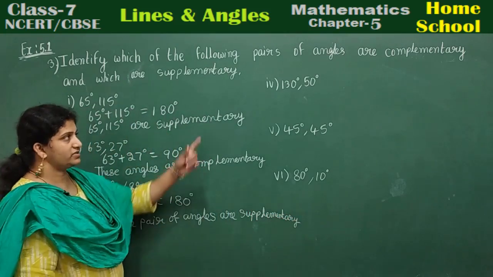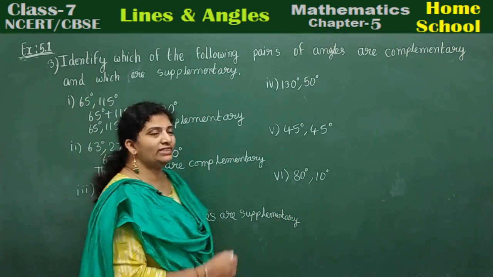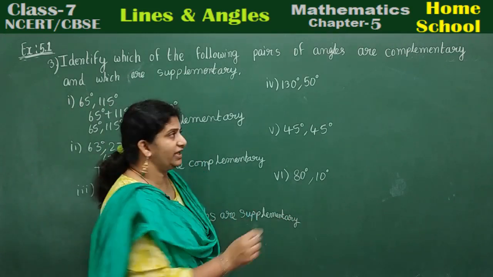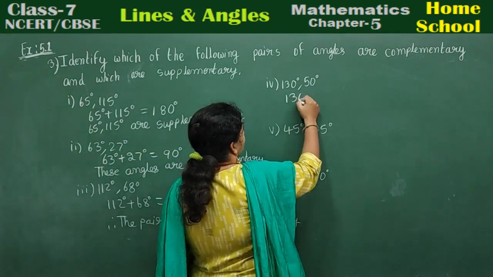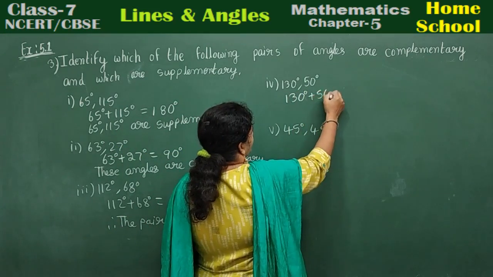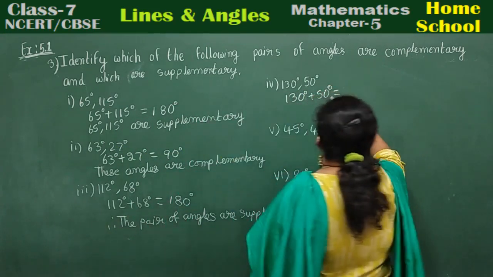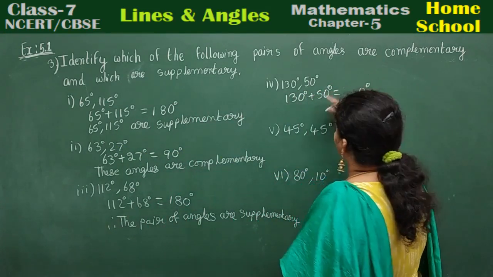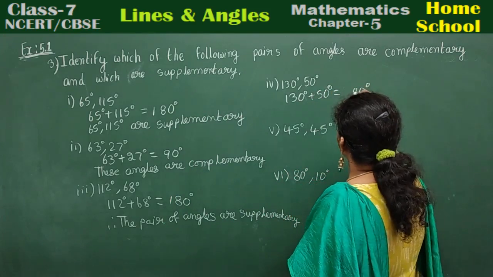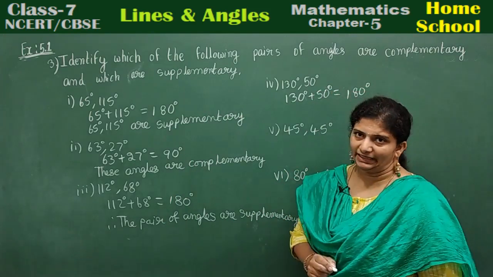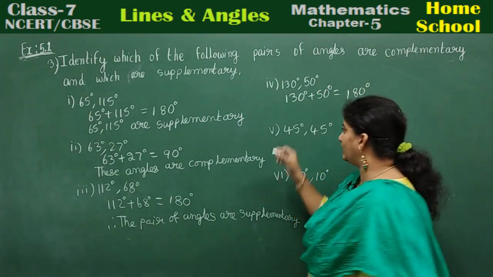Okay. Next, see the fourth one. 130 degrees, 50 degrees. Add these two angles. 130 degrees plus 50 degrees. It will be 0, 5 plus 3, 8, 1. 180 degrees. 180 means supplementary.